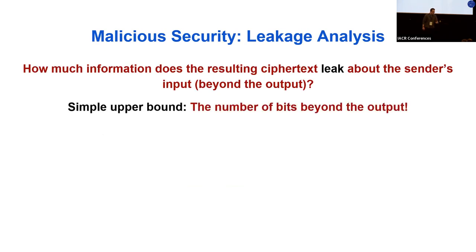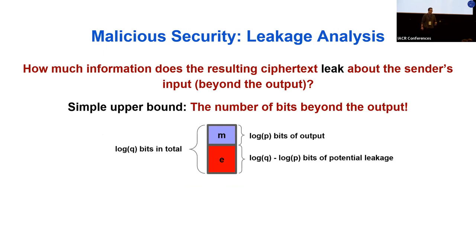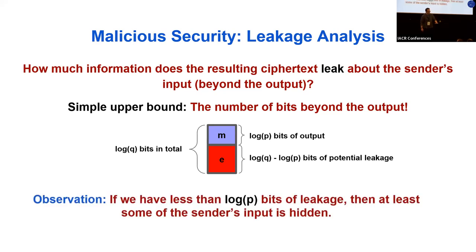And the simple upper bound here is just the number of extra bits that Alice sends beyond the output. So Alice has some output that she's trying to communicate to Bob. This is M. And then there's just going to be extra bits in the ciphertext. So we're just going to call all of these extra bits, say in the worst case, they're going to all leak information about Alice's input. And so we're just going to bound the leakage on Alice's input by the number of extra bits in the ciphertext. So the goal here then is to get fewer bits of leakage than are in Alice's input. And if we have this, then we can say, okay, at least some of Alice's input must be hidden.